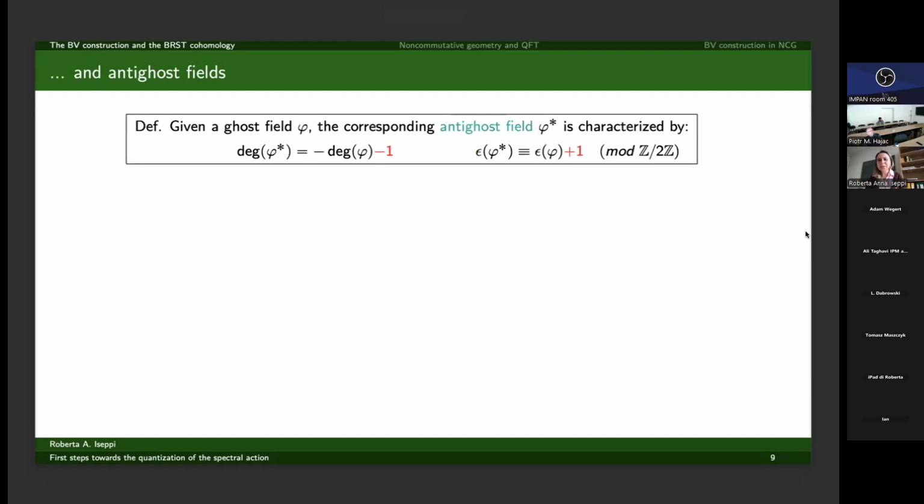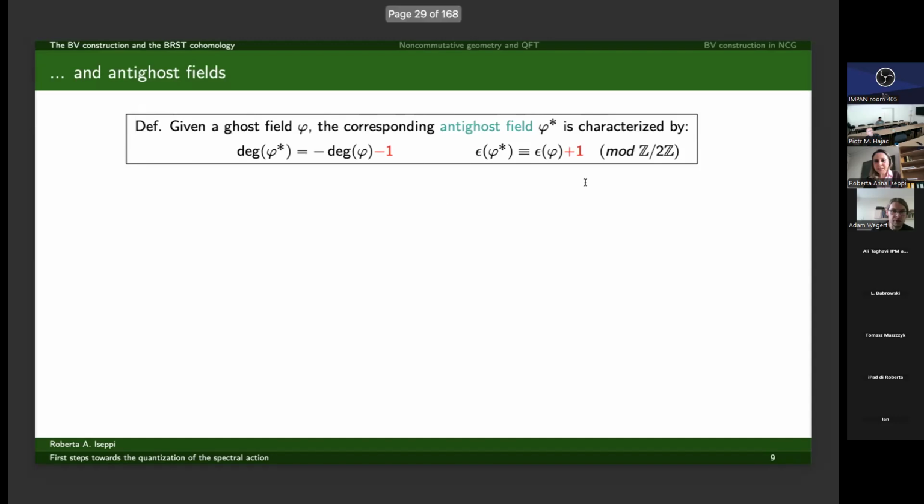If you have a ghost, the idea of an anti-ghost is just to introduce a corresponding field that is going to be denoted with phi star. And given a ghost, the corresponding anti-ghost is again characterized by two numbers. Once again, the ghost degree: the ghost degree of an anti-ghost is minus the degree of the ghost minus 1. And the parity of the anti-ghost is the opposite parity of the ghost.